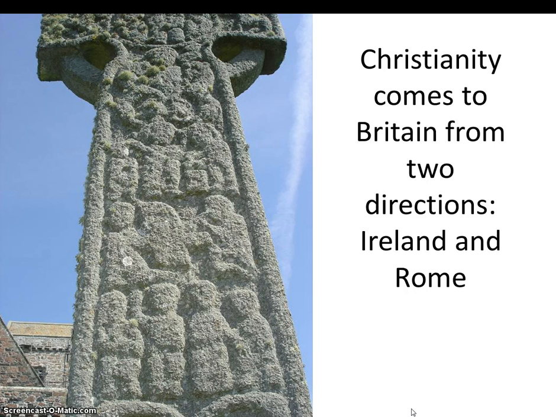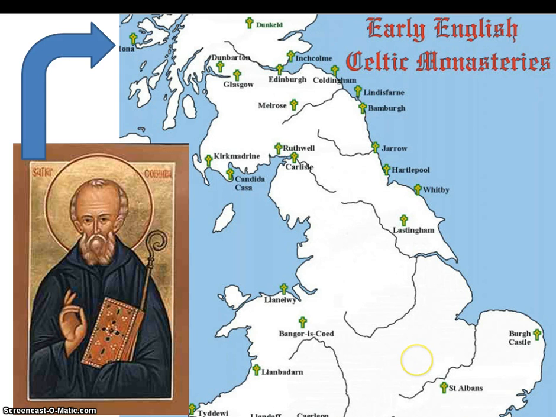Besides the Anglo-Saxons, Britain was undergoing another invasion from 2 different fronts, Christianity from Ireland and from Rome. Columba came from Ireland. This is Columba here. He came from Ireland and established a monastic community on the Isle of Iona in western Scotland. And you can see Iona just right here at the edge of the map. It's Iona.